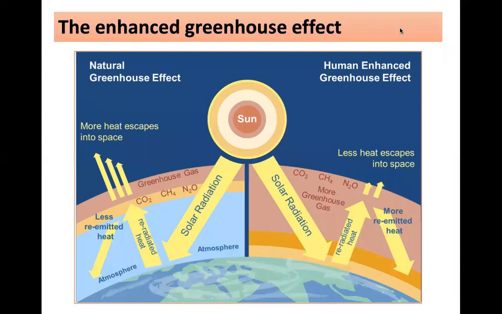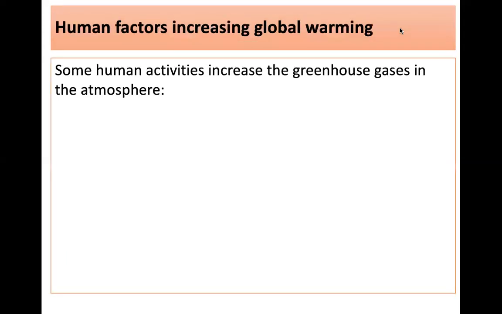Now, this is where humans come in. So you have the natural greenhouse effect, and then you have the human-enhanced greenhouse effect, where you have more greenhouse gas. So obviously less heat escapes into space, and you have this more re-emitted heat. So it's a bit like putting a huge duvet on in summer, not the best idea.